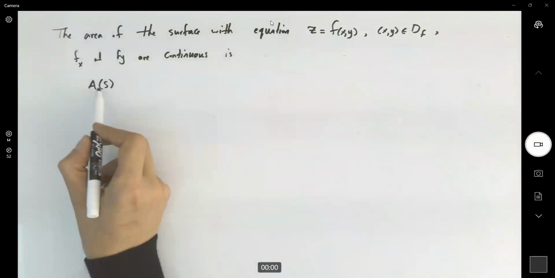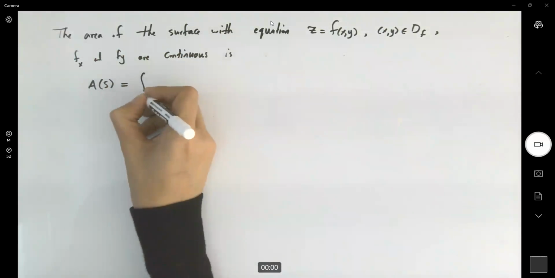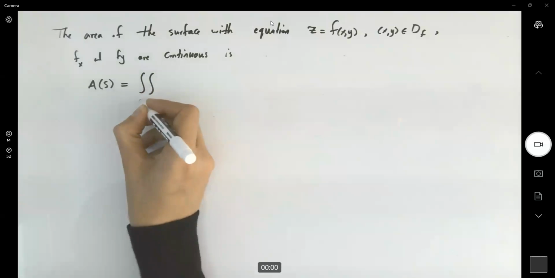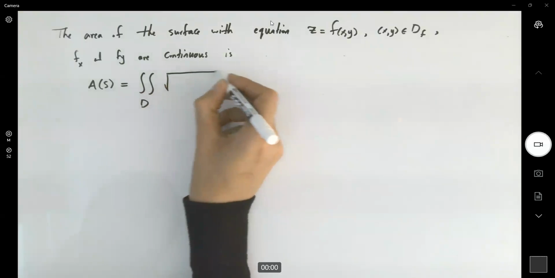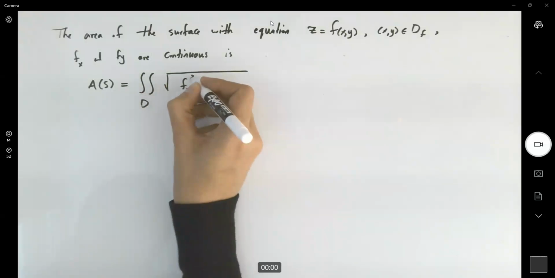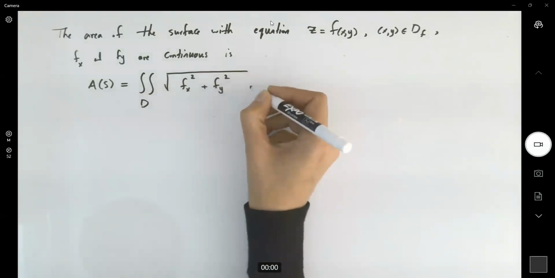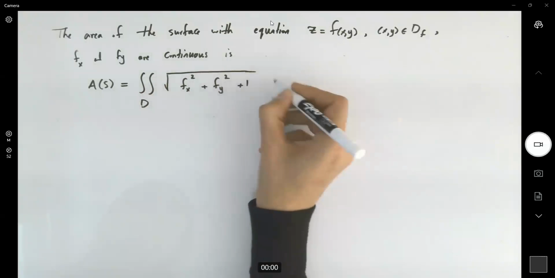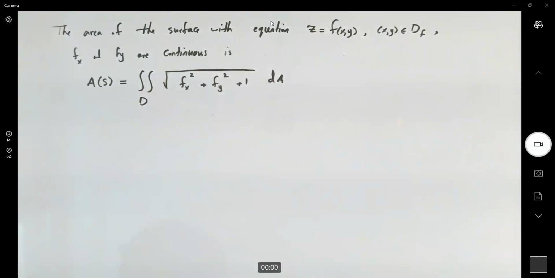AS, the area of the surface, which is the double integral over region D of the radical. You're going to take the derivative with respect to x, raise it to the second, take the derivative with respect to y, raise it to the second, plus 1, dA. Very good.